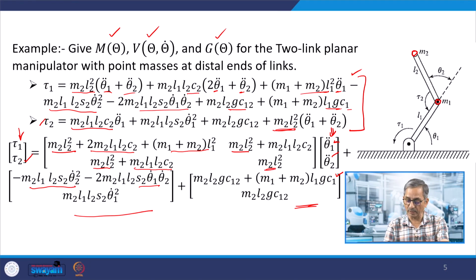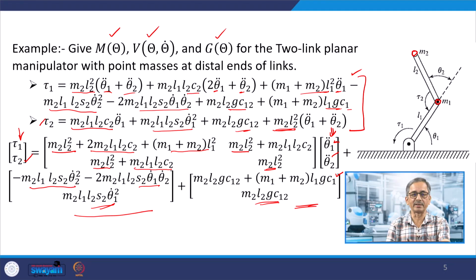So, this m2 L2 squared I write, and that is all. So, this is done. Then I go for the joint velocity square term. So, this one is there. So, I write it over here, okay, and then the g term over here. So, it is only one term. So, that I am writing here. So, this way I can write this equation, okay.